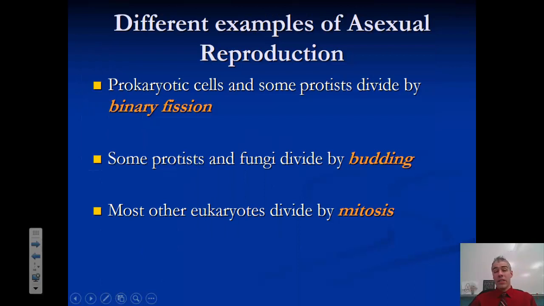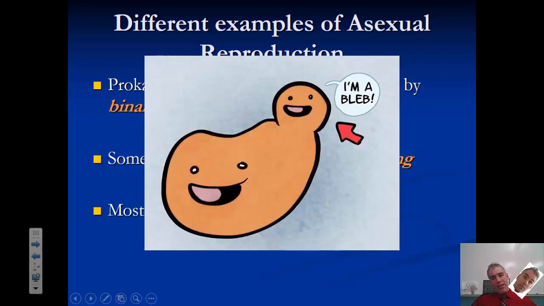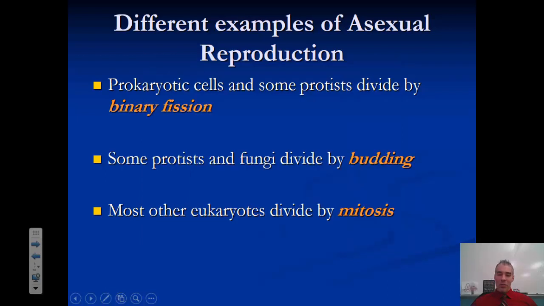All right, so some different examples of asexual reproduction before we get into mitosis, which is the third one on this list. Prokaryotic cells do what's called binary fission. It's a very simple form of asexual reproduction where the DNA is copied and the cell divides into two. Some protists and fungi do a process called budding, which is essentially like me, if I were to bud, like a head would grow off the side of me, and then eventually a little body would form, and then it would pop off and then run away. That is what budding is.